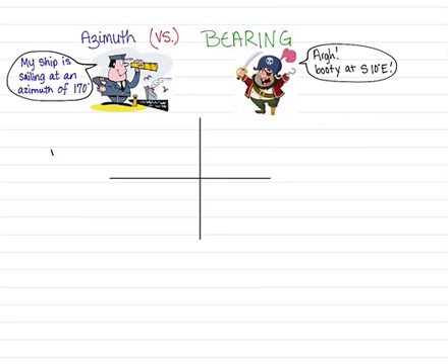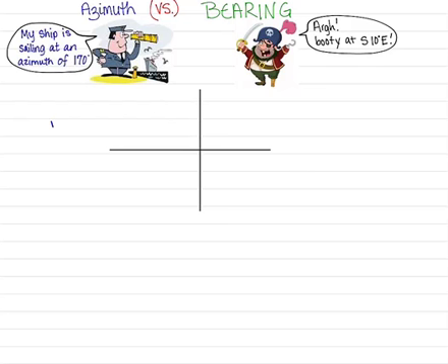Okay, so what if you're given a bearing and you've been asked to change it into an azimuth, or you've been given an azimuth and you've been asked to change it to a bearing? So I'm going to show you how to do this. The captain on the left is saying, my ship is sailing at an azimuth of 170 degrees, and the pirate on the right says, our booty at south 10 degrees east. Now, really, south 10 degrees east and an azimuth of 170 degrees is the same direction. And I'm going to show you how to find that.